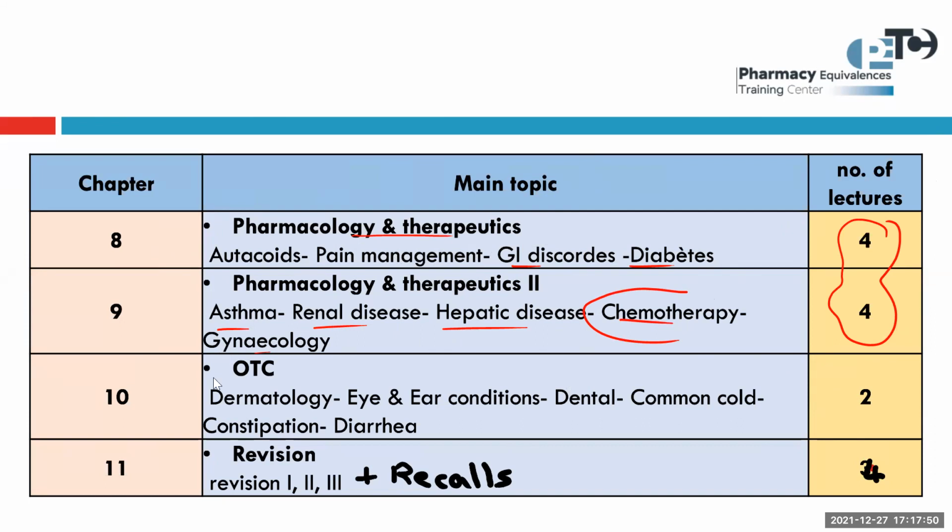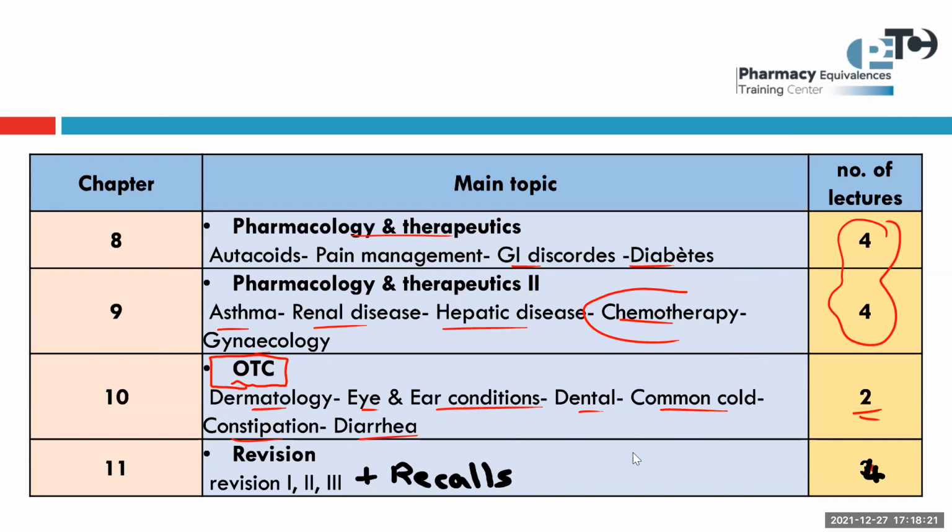Finally, we will finish our course with the OTC. OTC is covered in 2 lectures. We will cover different OTC products, different conditions needing non-prescription products, and we will see the questions related to the OTC in this chapter. We will cover dermatological conditions, eye, ear conditions, dental, common cold, constipation, diarrhea, and some other topics.